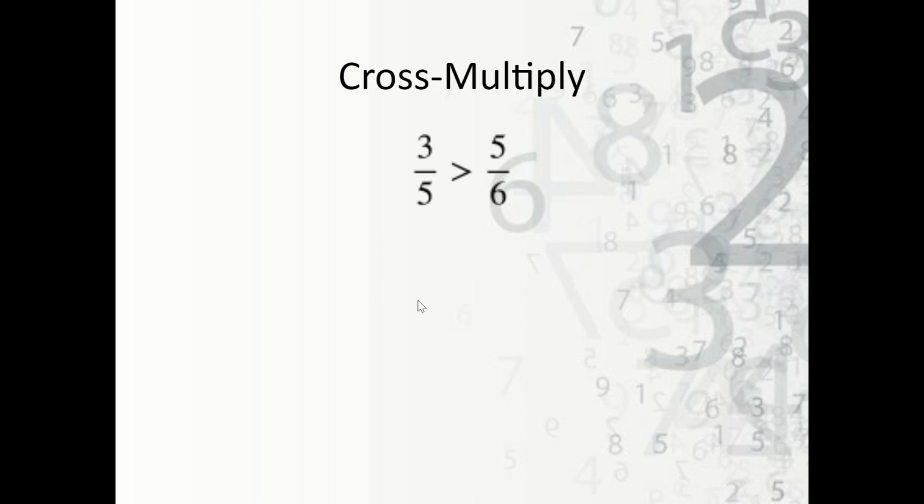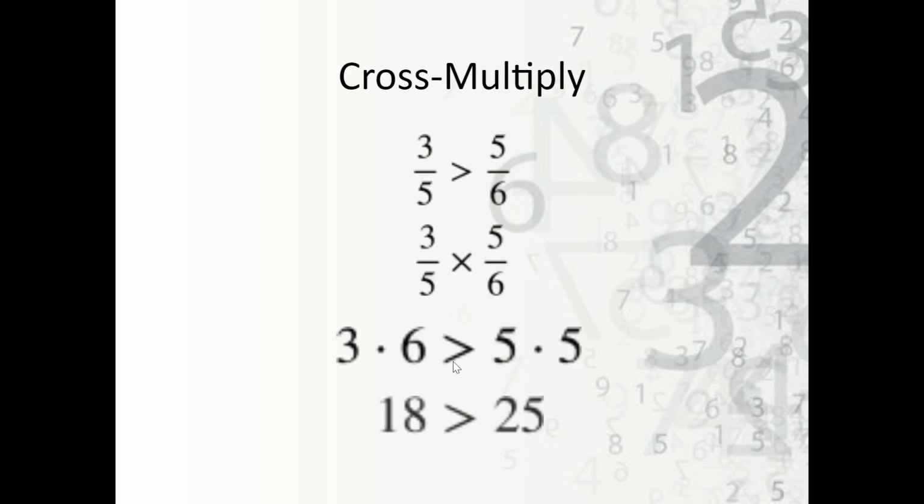Now, cross multiplication. Cross multiplication is just like finding the common denominator, except we don't worry about the denominator itself. So we're just going to multiply 3 times 6 and 5 times 5. And we end up with 18 and 25, which we know that 25 is greater.